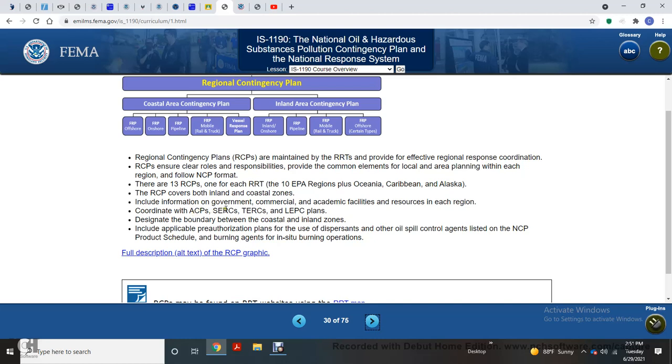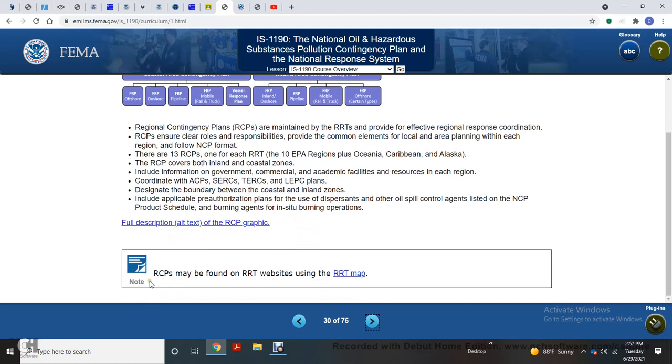Area Contingency Plan, State Emergency Commission, Tribal Emergency Commission, and Local Emergency Commission plans. It designates the boundary between the coastal and inland zones. It includes appropriate pre-authorization plans used to disperse and other spill control agents listed within the National Contingency Plan product schedules, and burning agents into burning operations. Note, the Regional Contingency Plan may be found on the Regional Response Team website using the Regional Response Team map.